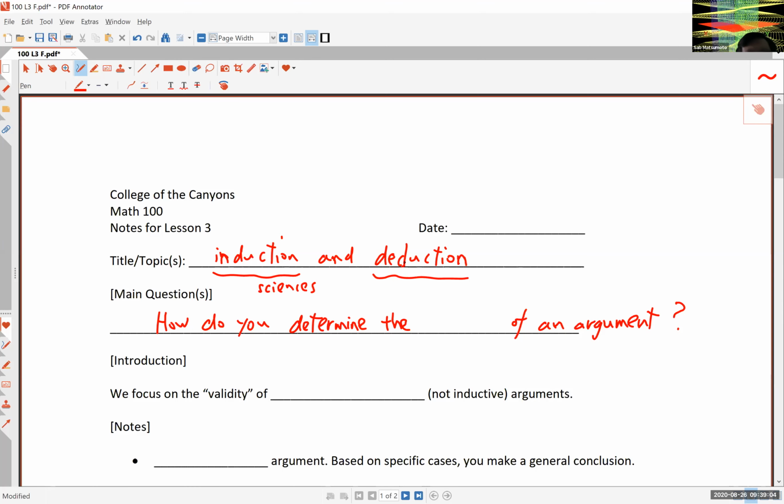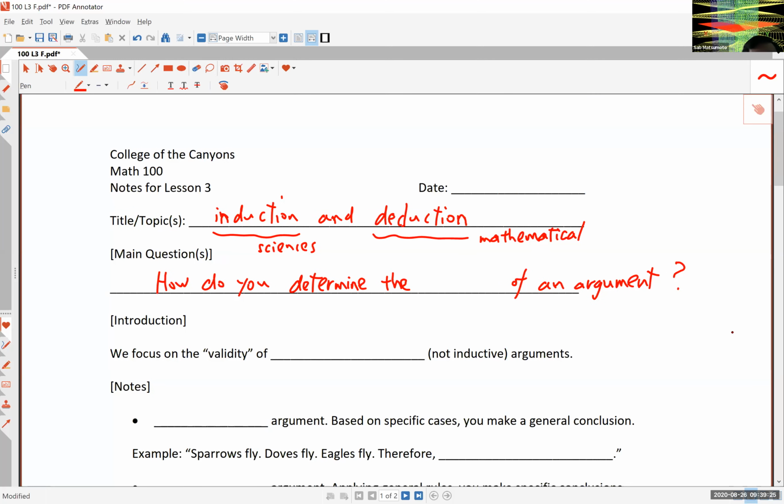It's basically patterns. When you experience something over and over, then you think that that's the general statement. Deduction, on the other hand, is more mathematical, logical, and that is what we will be focusing on here, partly because this is a math class. So the main question is, how do you determine, and here's the key word for today, validity. It has nothing to do with the patterns, so to speak. It really doesn't have much to do with the truth either. It's really about the form of the argument itself.